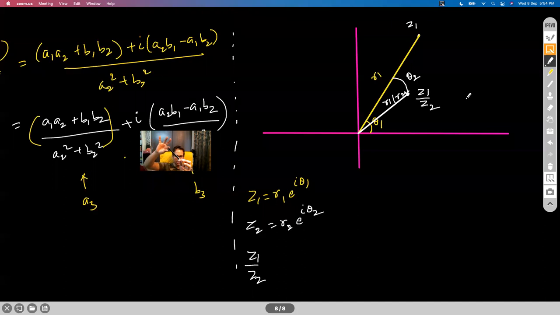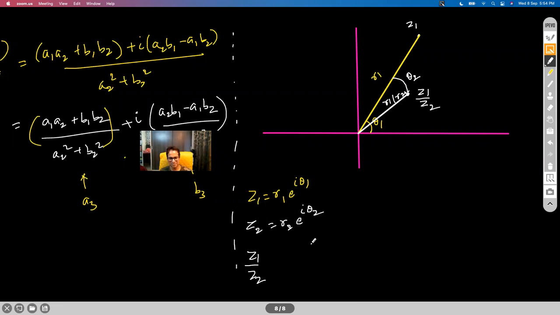So you are rotating exactly opposite of what you used to do in multiplication. In multiplication, you used to rotate it by theta 2 anti-clockwise and then scale the modulus by a factor of R2. Here, you're rotating it by theta 2 clockwise and scaling it by a factor of 1 by R2. Make sense? Should I write that down also?